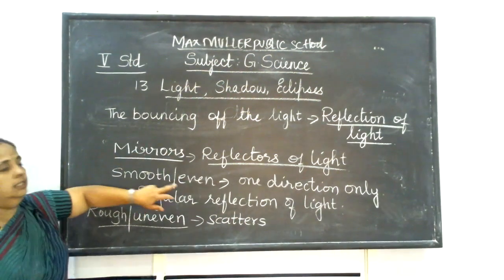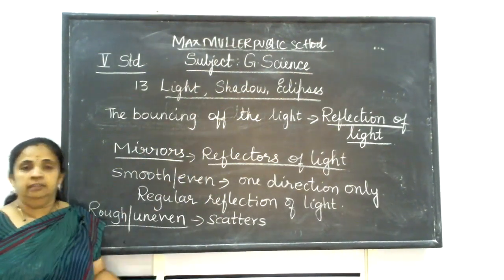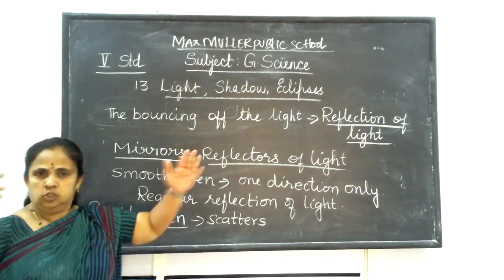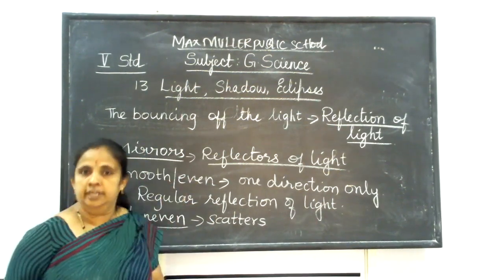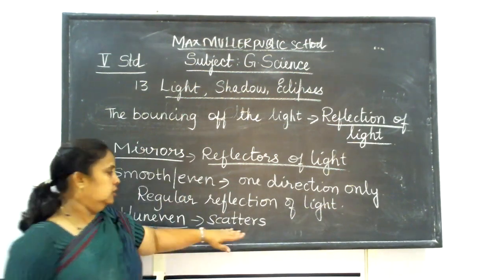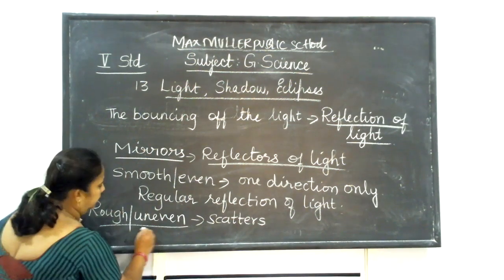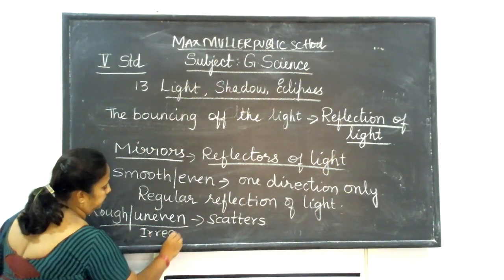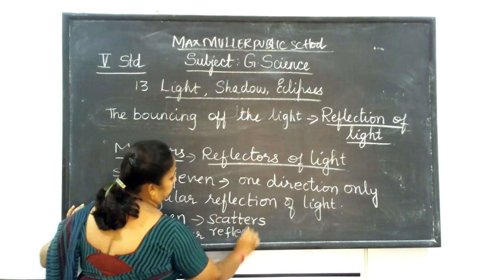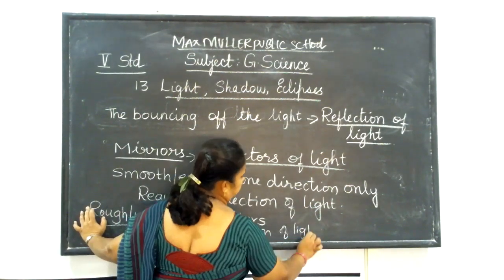Whereas on a smooth and even surface, it falls in only one direction. But on a rough or uneven surface, it scatters, it distributes, and a clear image will not be formed because light will not fall on that object properly. So we call it irregular reflection of light. Understood?